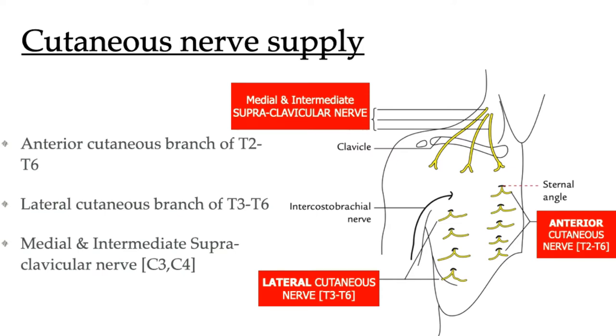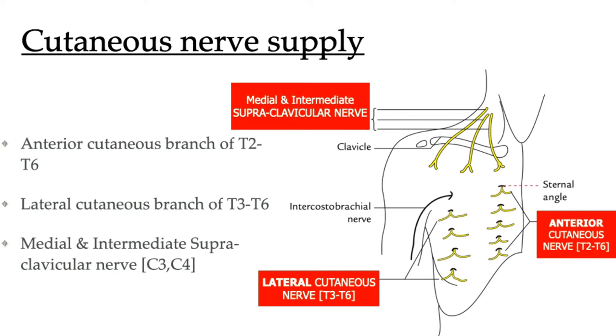Now the question arises, why is the lateral cutaneous branch of T2 not included in the cutaneous nerve supply over the pectoral region? Because the lateral cutaneous branch of the second thoracic spinal nerve, which we are right now calling the T2 spinal nerve, instead of supplying the lateral part of the pectoral region, enters the upper limb and provides nerve supply to the floor of the axilla and the upper part of the medial part of the arm.